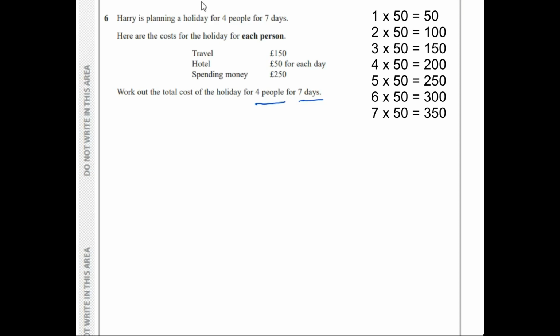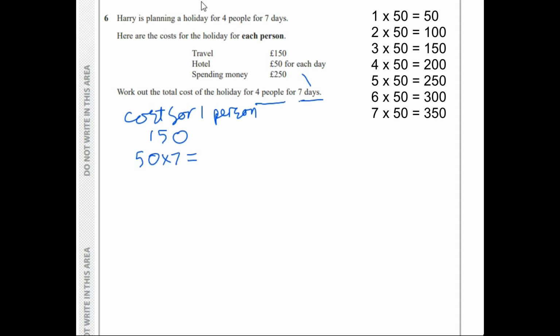So the way I like to do these type of questions is work out how much it costs for one person first. It's easier if we break it down into little pieces. So we'll look at one person. So cost for one person. So we've got a nice list here of everything we need to work out. So travel is just 150. Now the hotel is £50 for each day, and we're going for 7 days. So it's 50 times 7.